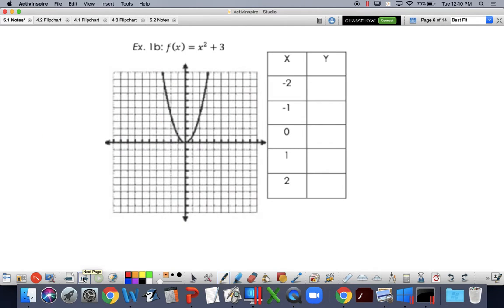Now, I have just x squared, but I tacked on a plus 3 at the end. So let's calculate this. If I plug in negative 2, the quantity squared plus 3, I get 4, and then I add 3. 7. 1, and then I add 3.